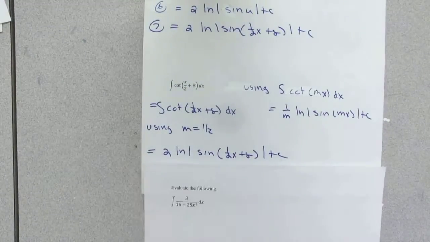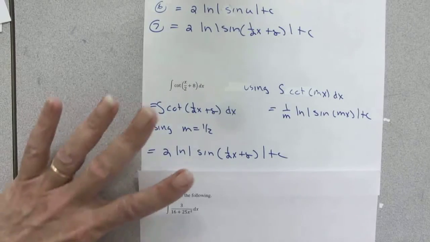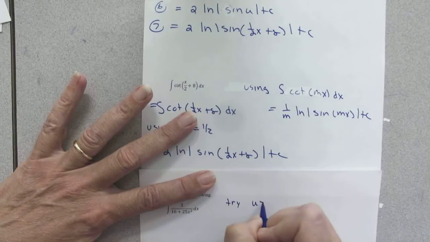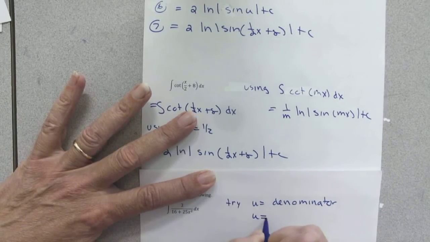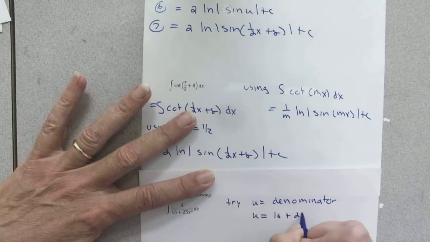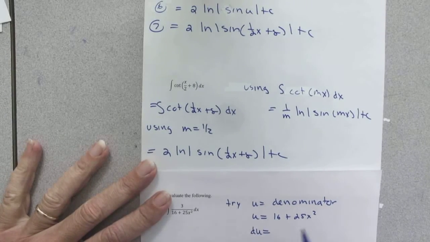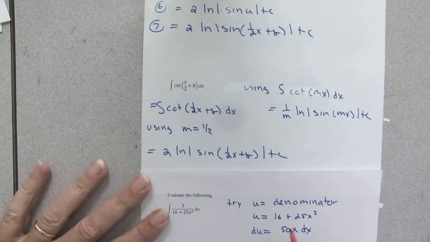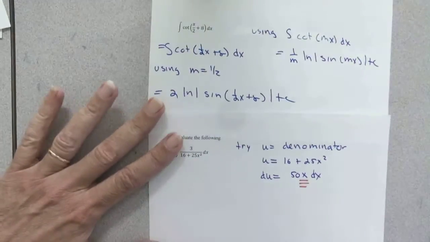Okay, next problem. So let's start by doing it wrong. So we did a couple problems where u equal the denominator worked. So let's try u equal the denominator. See what happens, because you will make bad choices. So if I let u equal the denominator, u is going to be 16 plus 25x squared, which will make du 50x dx. That x. There is no x in the problem.